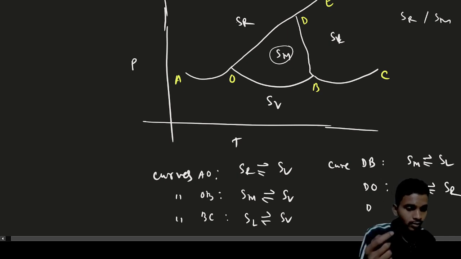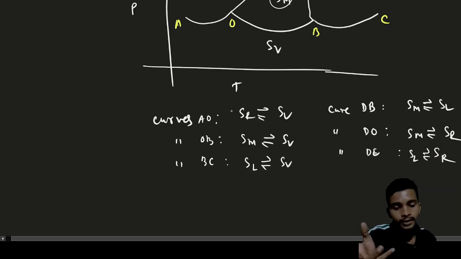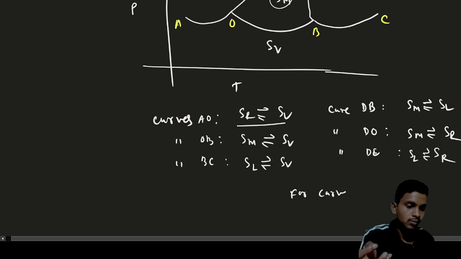Similarly this curve DE, one side is liquid, another is rhombic, so S liquid and S rhombic. So same case for all the curves. Suppose I discuss curve AO; the same things are applicable for curve DB, curve DO, curve DE, all these curves. So let's discuss one.